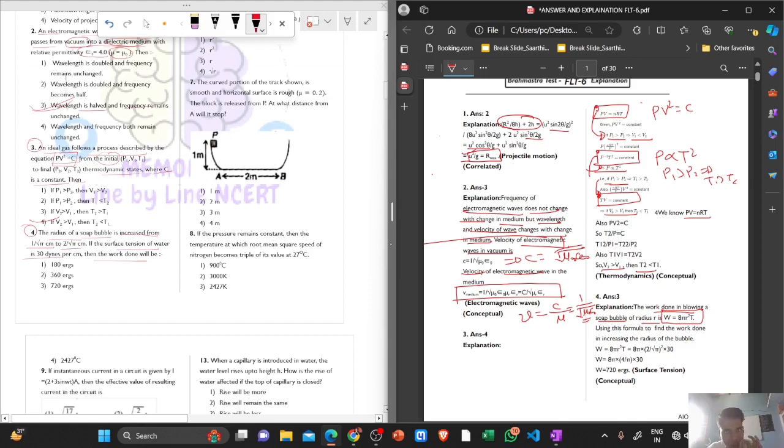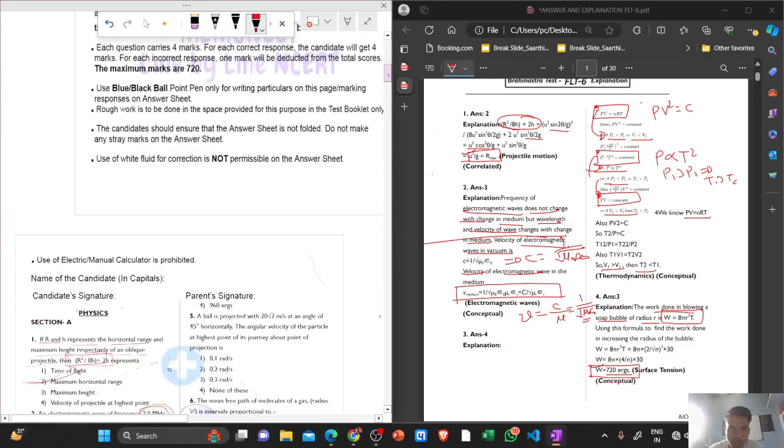First you will have to put the initial value, then the final value, and when you take the difference, you get the amount of work that needs to be done, which is equal to 7720 Earth. This is the amount of work needed to increase the radius from 1 by root 5 centimeter to root 5 centimeter. So our correct answer will be option number 3.